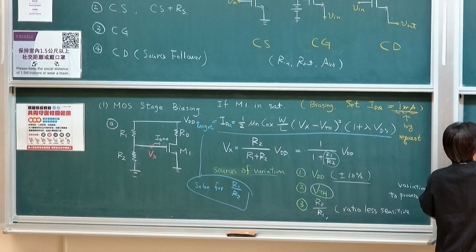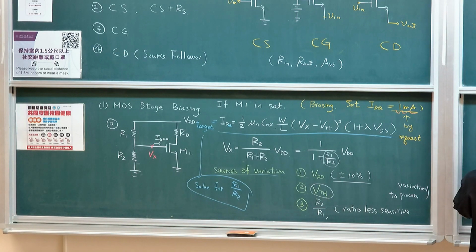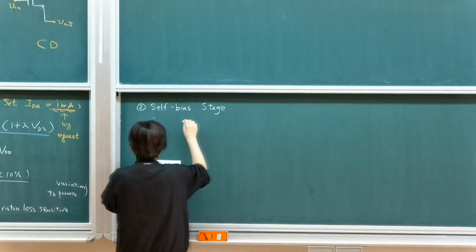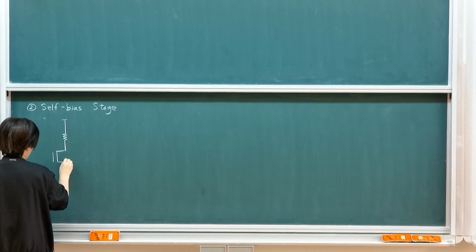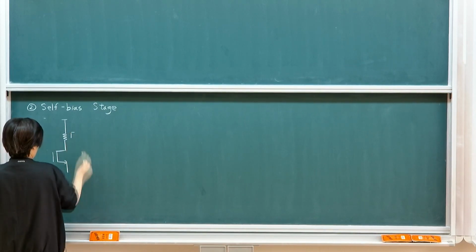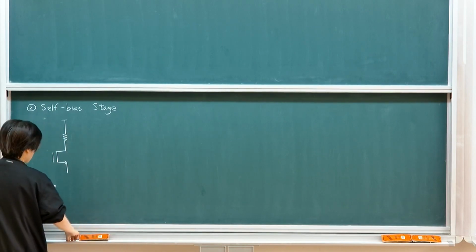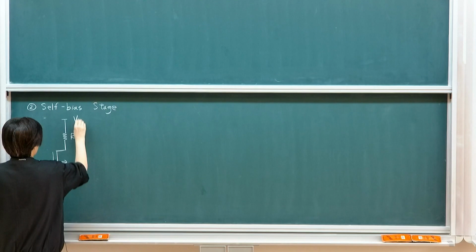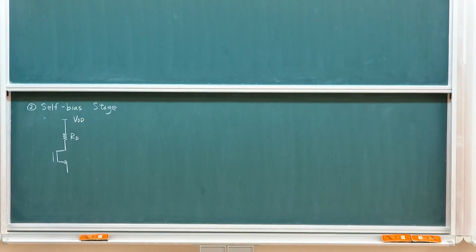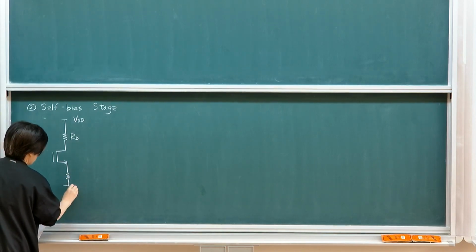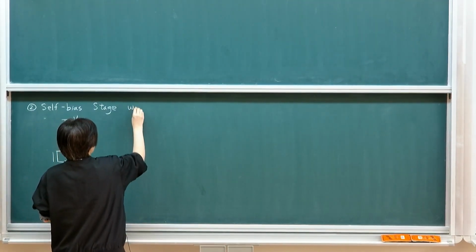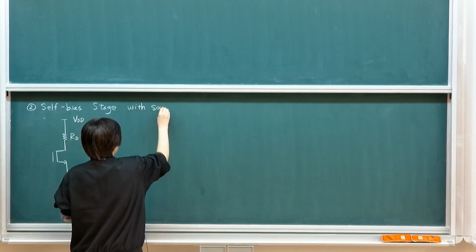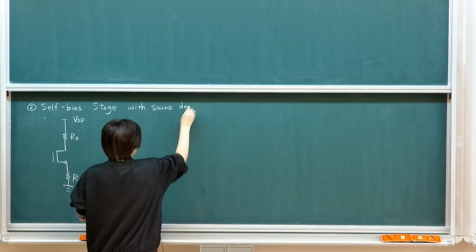So let's look at another part, another one that we have already discussed, the self-bias stage. We have already discussed this one for a BJT circuit. We're going to use that on a MOSFET circuit. To further stabilize this self-biasing circuit, we could actually add degeneration. So I'm also going to do degeneration in the example. You could have it with or without self-biasing, with source degeneration. This is one of the examples you can use.